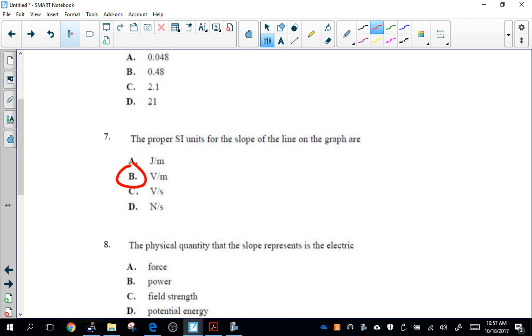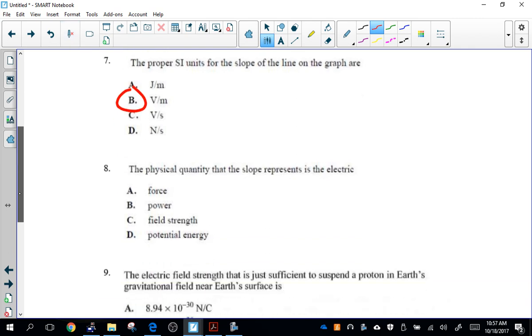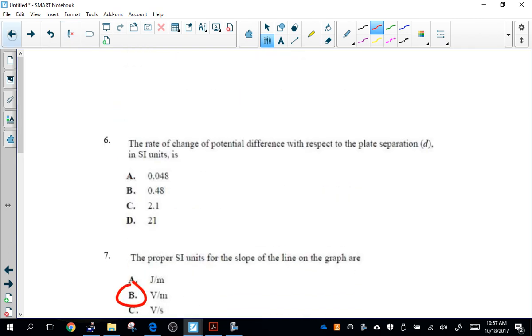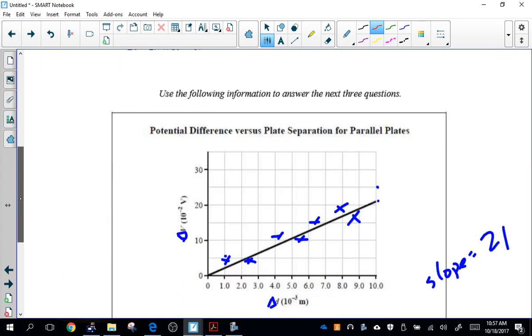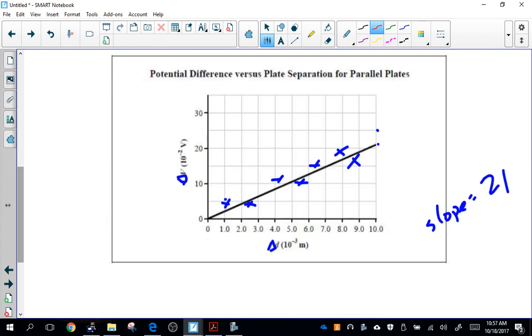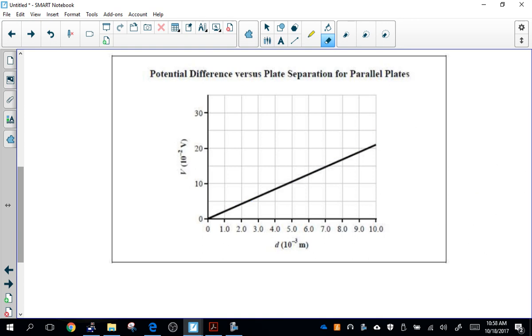The physical quantity that the slope represents is, oh, this one's good. The physical quantity that the slope represents. This is a good one. What's the quantity? Like, what does the slope mean here? You guys know what to do with this, right? You've done this a few times now.